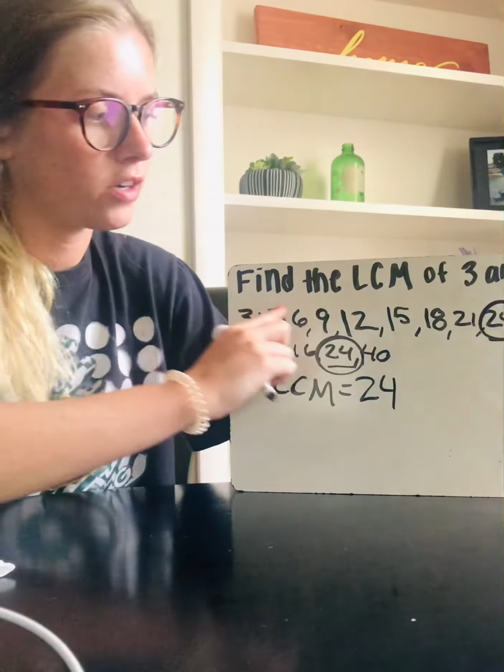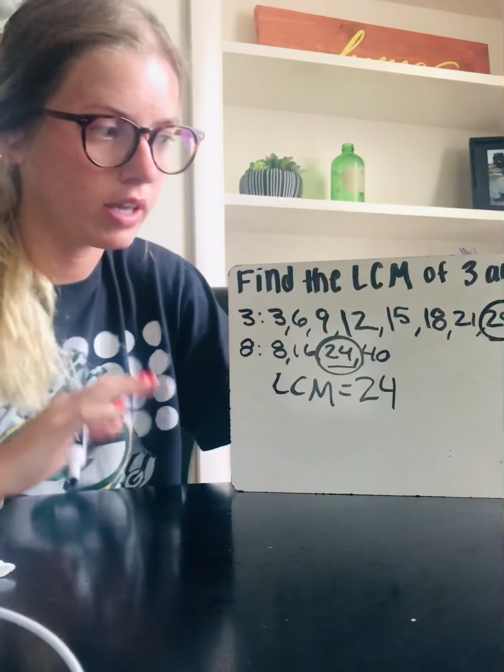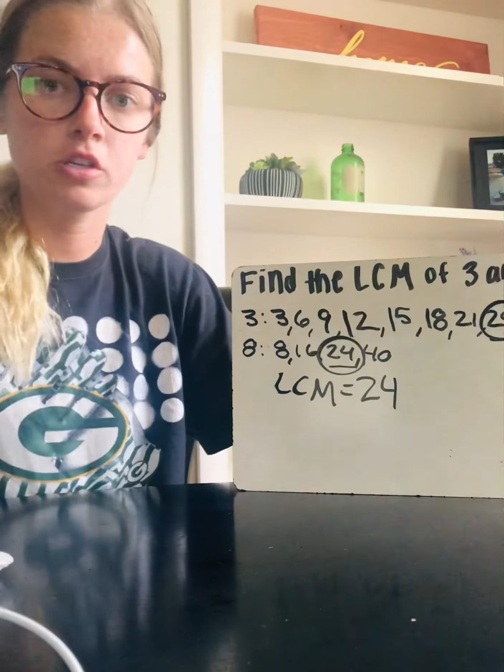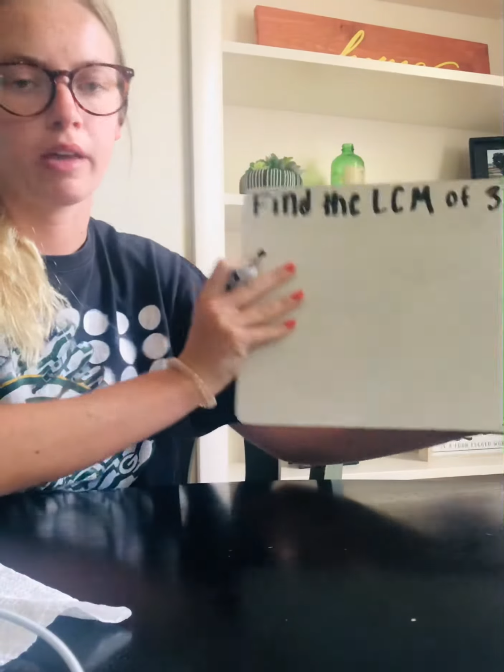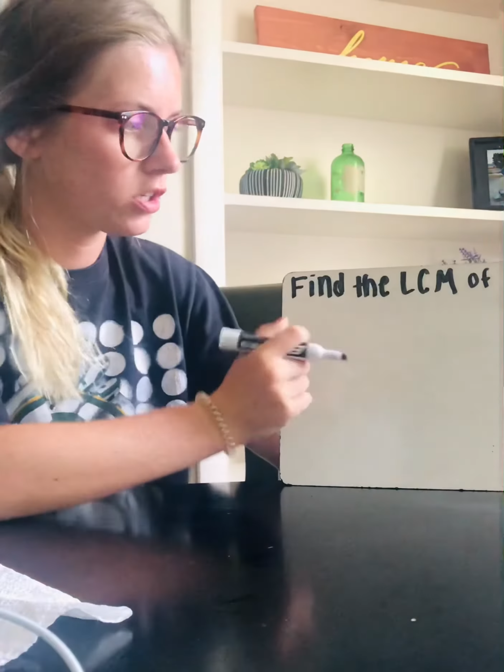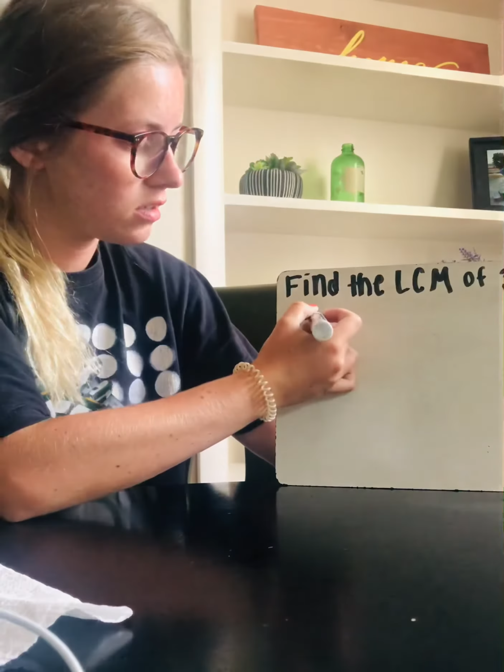Sometimes though, you find yourself counting and counting, and it takes a long time. So I'm going to show you another method. We're still going to do the same problem. What's the least common multiple of 3 and 8? But I'm going to show you another way. So some students prefer to use factor trees.